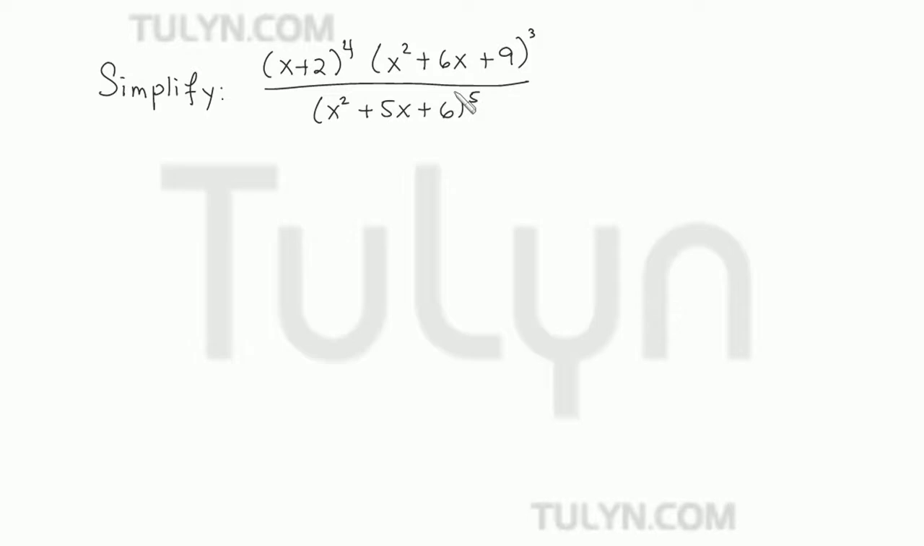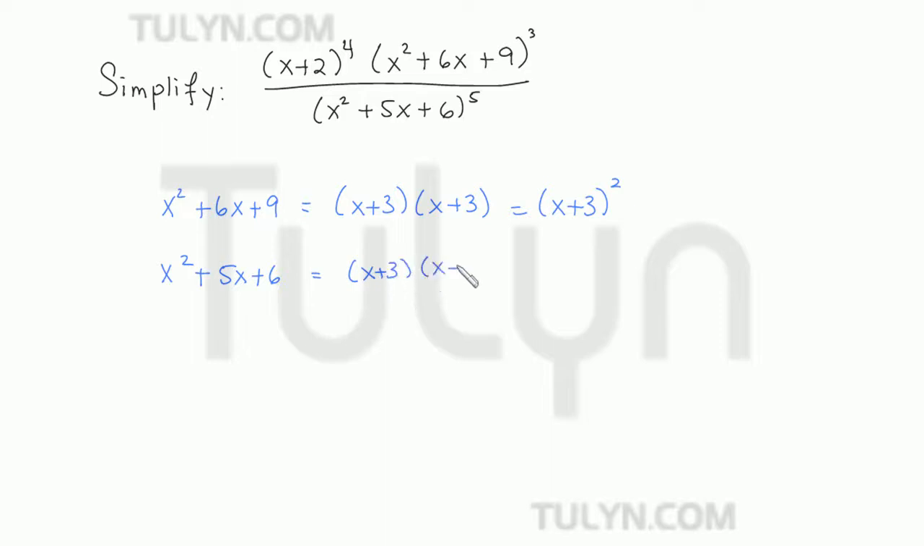Now, before you start multiplying all these out, you have to notice a little bit of a trick. The trick is to notice that x² + 6x + 9 factors into (x + 3)(x + 3), so this becomes (x + 3)². And similarly, x² + 5x + 6 also factors into (x + 3)(x + 2). So where you see these trinomials, you can substitute their factored values.